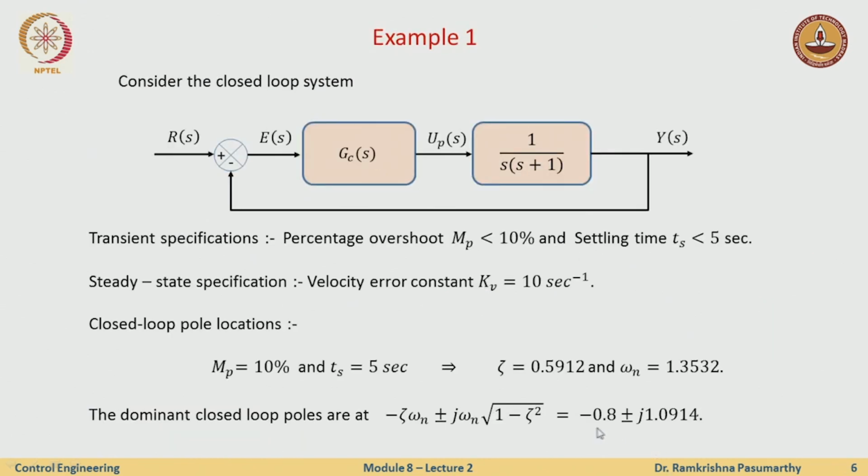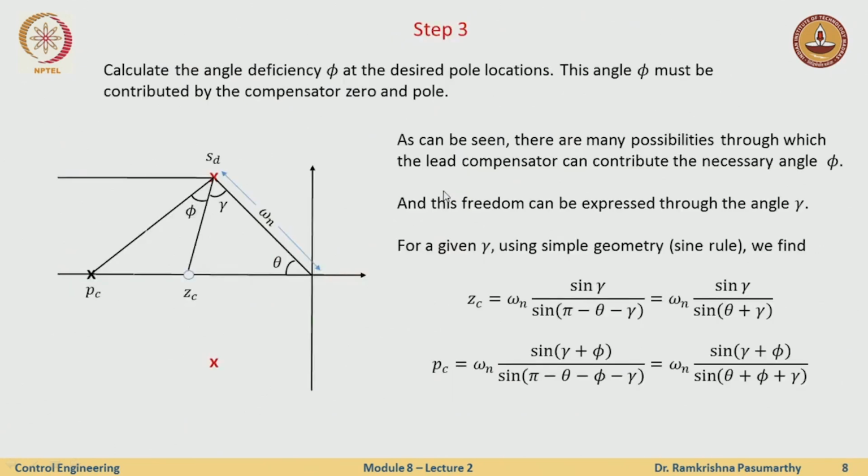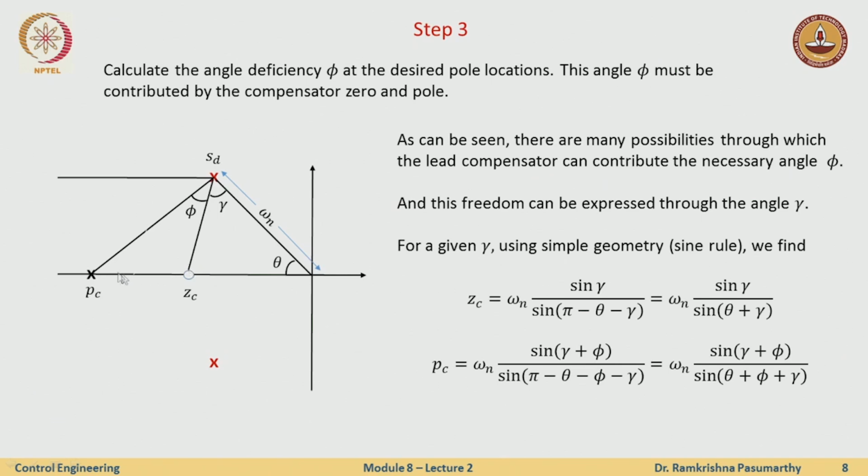This is what we had in the example in the last lecture, with Mp being 10% and settling time being 5 seconds, which translates to closed loop pole locations at these numbers. The angle deficiency is obvious by this computation, and we now conclude that the root locus should be pulled to the left. Now, the earlier construction just focused on this zero. So we didn't have a pole.